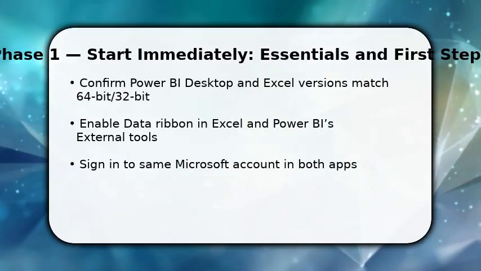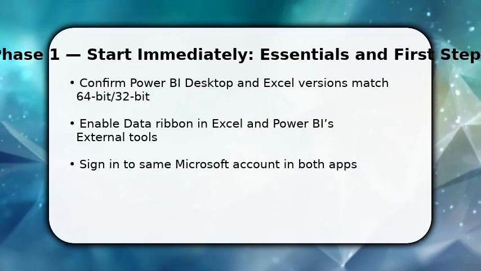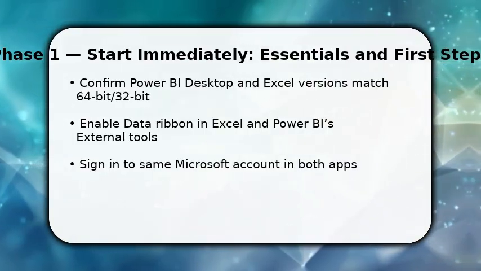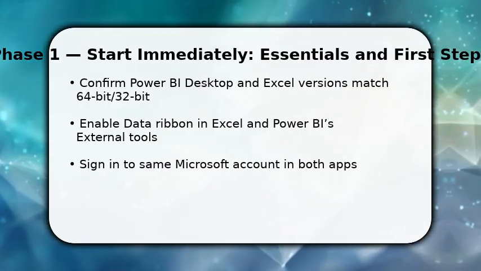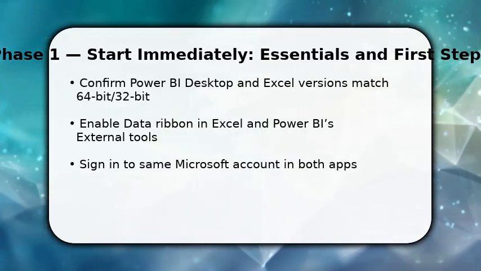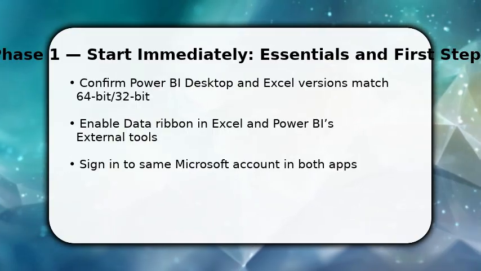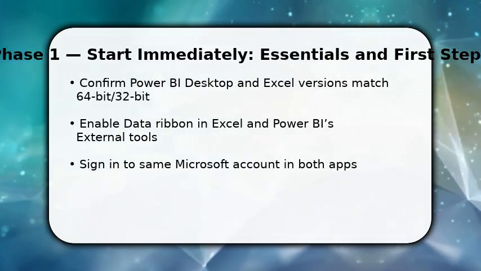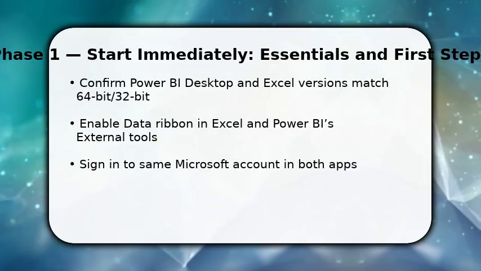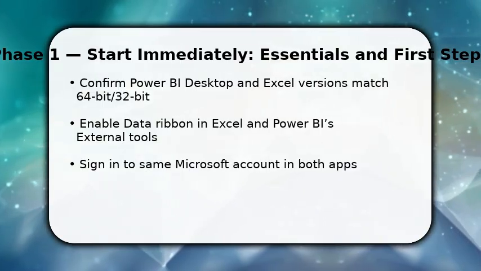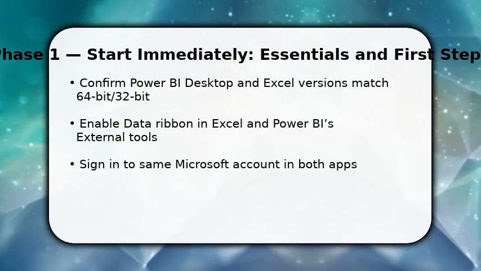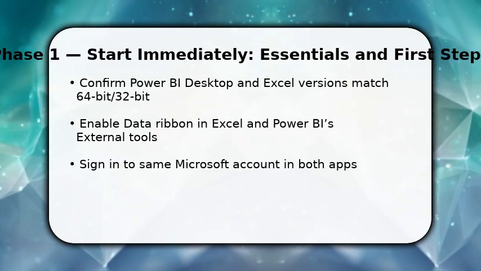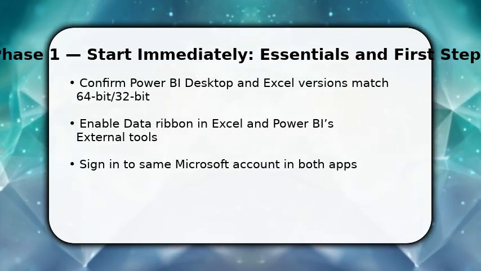You begin by confirming prerequisites. You must match Bitness and sign into the same Microsoft account in both apps. First actionable step, open Excel and go to the Data ribbon, then choose Get Data from Power BI or from Analysis Services if applicable. Once done, select the workspace and dataset you want to link. This creates a live connection, so you can use Excel pivots against Power BI models. Make sure to save credentials when prompted to avoid later authentication prompts.